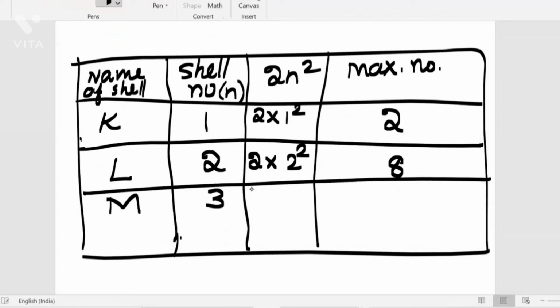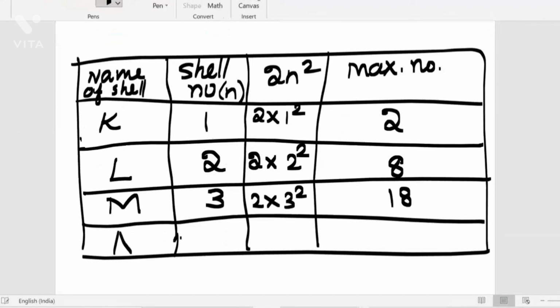The next one after K, L is the M shell. The shell number is 3. 2 into 3 square, 2 into 9, makes 18. The next one is the last shell, the N shell. The fourth one, 2 into 4 square, 2 into 16, makes 32. So like this, we can decide the maximum number of electrons occupied in each discrete shell or orbit of an atom. So now it is easy.